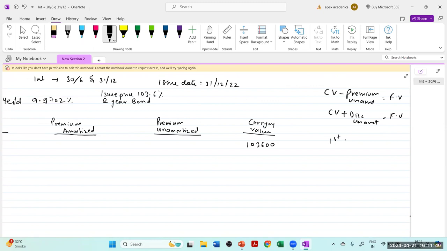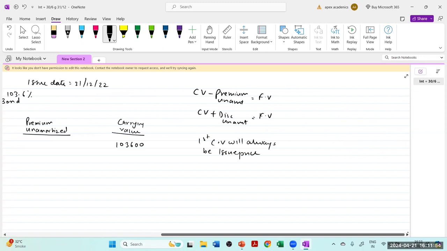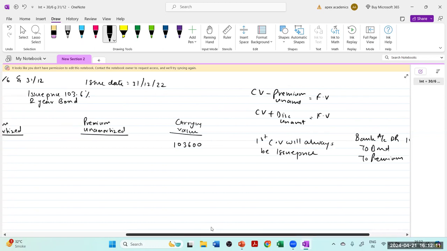So the first carrying value will always be the issue price, the cash received. Now, what are the journal entries that you have passed? Bank account debit. Bonds payable. Premium on bonds payable. Clear, boys, girls, everybody? Okay.